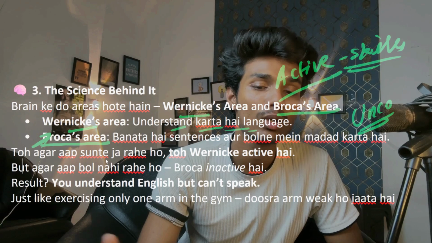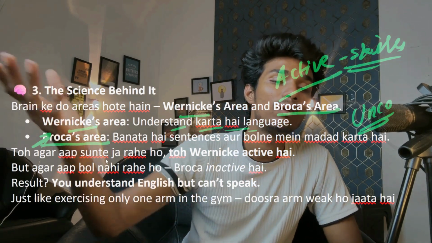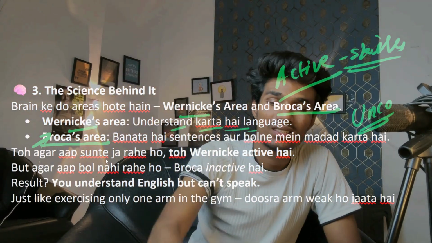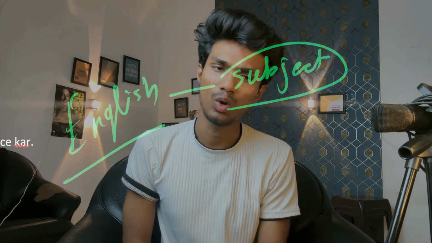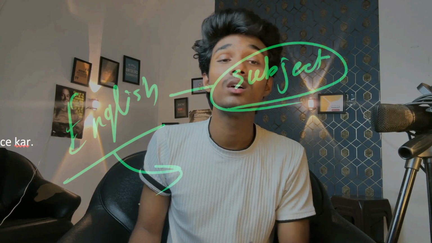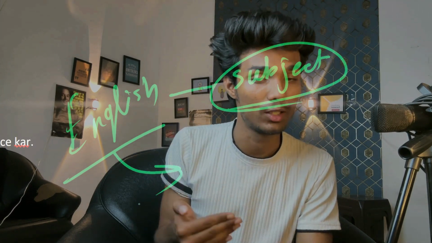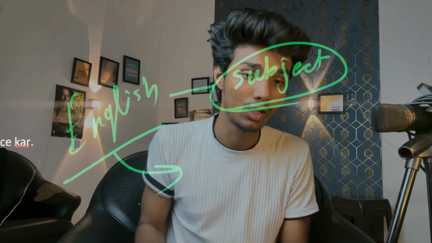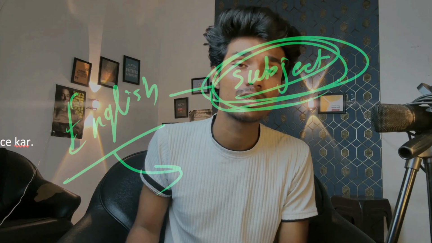Just like exercising only one arm in a gym, the other arm becomes weak. So that was the example I had taken. Sometimes I take different examples and I give different examples. After all, I want you to understand the process of learning a language, English. You have understood English through a subject. No problem. That was very helpful. But at the same time, English is learned in a real way, and right now you are still following the same method, which is the subjective method.